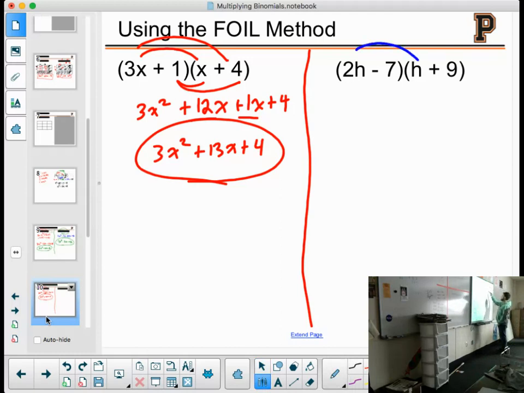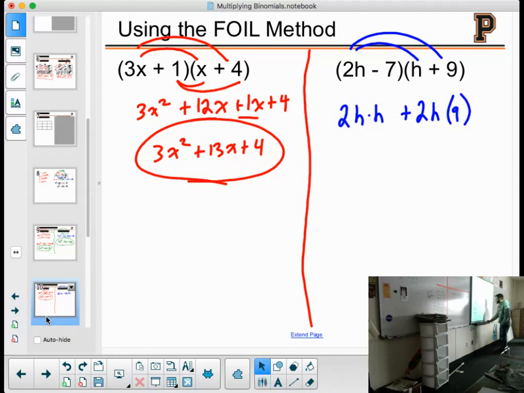2h times h, 2h times 9. That's our first and our outer. Inner terms, negative 7. Remember, it is a negative that's being distributed. That's negative 7 times h. Negative 7 times 9.